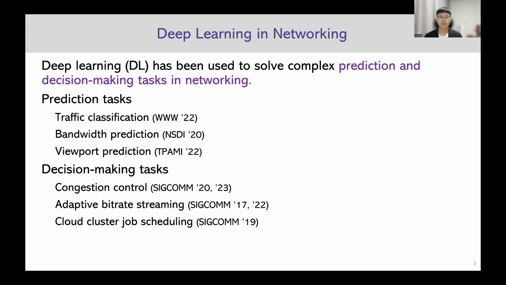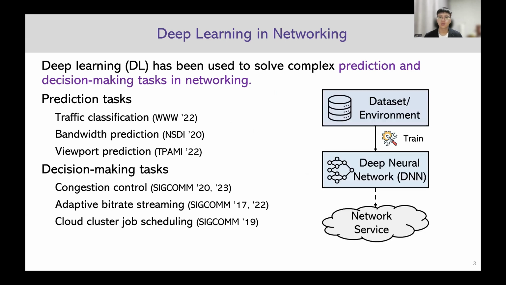Deep learning has been popular in networking. It has been applied to solve complex prediction and decision-making tasks in networking. This figure shows the typical pipeline of the DL-based algorithms. We first need to design a deep neural network. Then we have a dataset or network environment to train the DNN model. And after training, the DNN model can solve the networking problems, so we can deploy it for the network service.